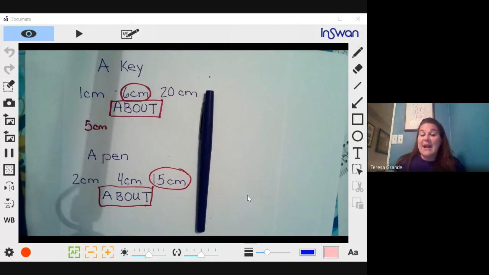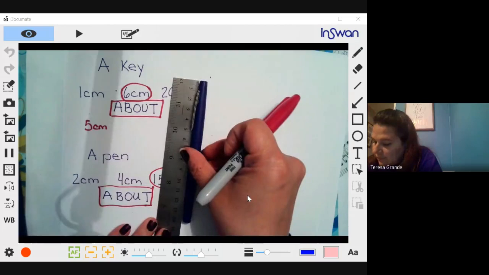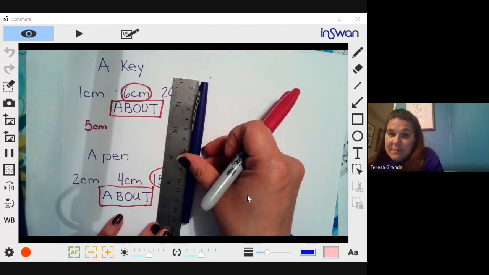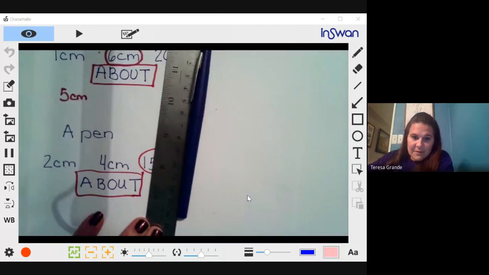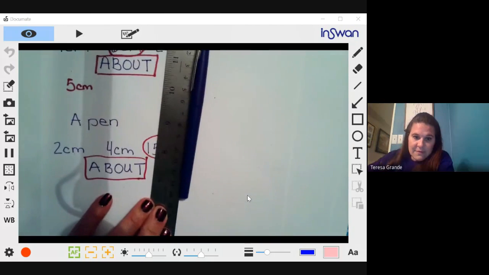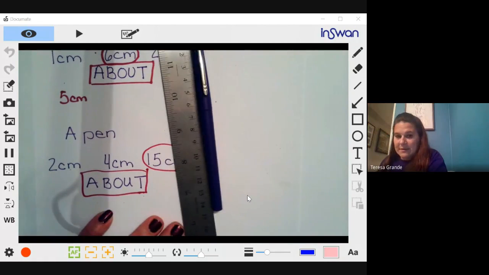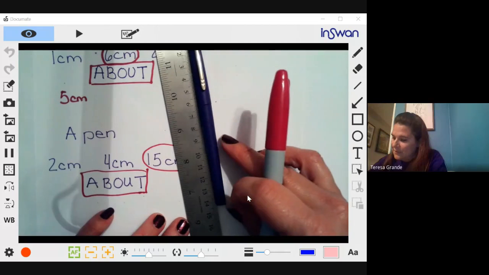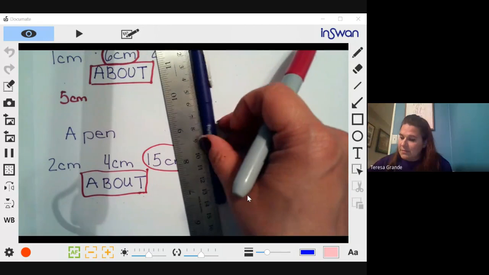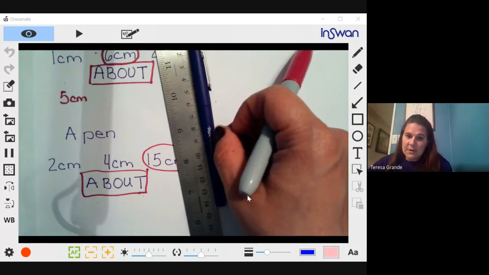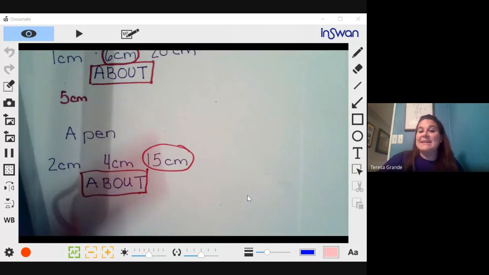Now, let's actually measure it. So if we measure it, what do you guys see here? It's actually going to be 14. It's a little bit over 14. Okay. So saying about 15 is a pretty good estimation. Okay. So it's about 15 centimeters.